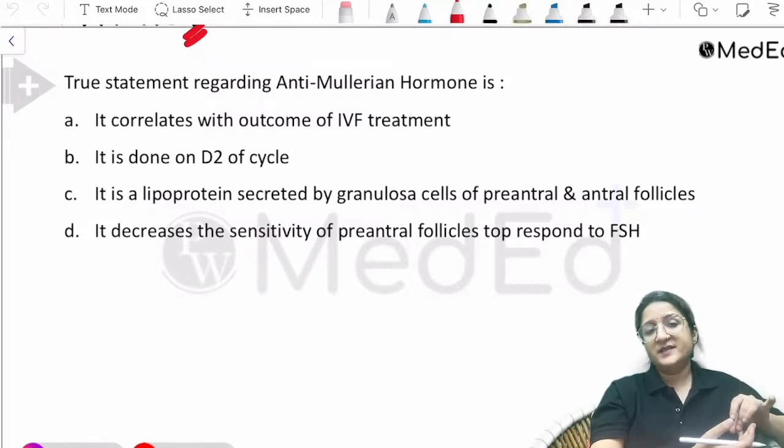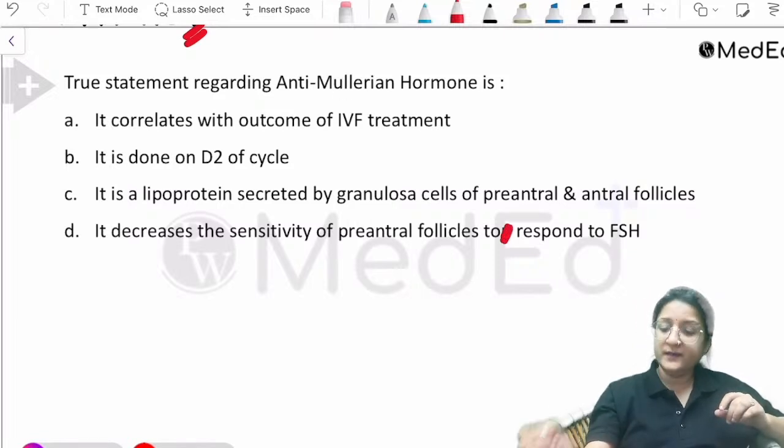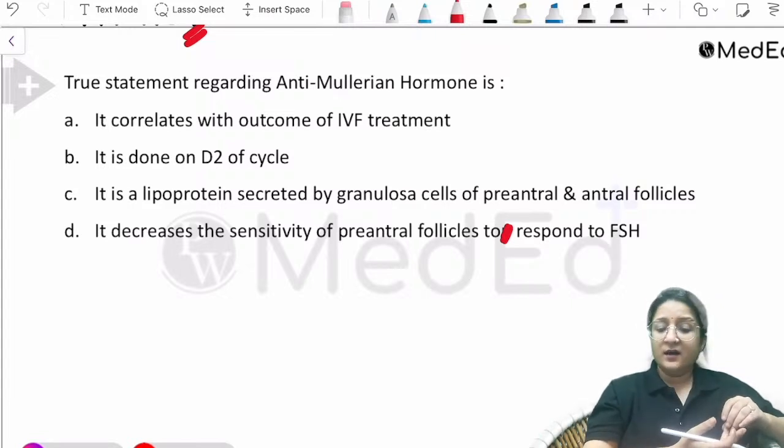It's done on day 2 of the cycle. It's a lipoprotein secreted by granulosa cells of pre-antral antral follicles. It decreases the sensitivity of pre-antral follicles to respond to FSH. What's the true statement? What is the true statement?